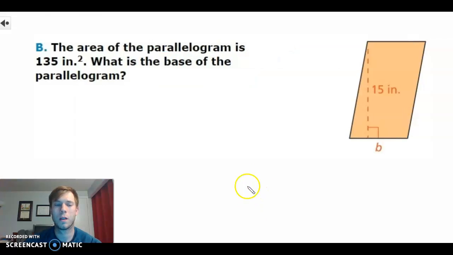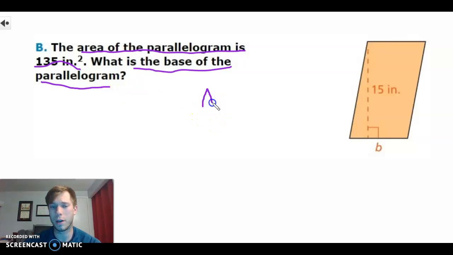Keep moving on. All right, let's have you guys go ahead and try this one on your own. So the area of the parallelogram is 135 inches squared. What is the base of the parallelogram? Recall what formula for area of a parallelogram you will have to use. Area equals base times height. You have your area, 135, and you have your height, 15. I want you guys to figure out what the base is going to be. Give that one a try on your own.